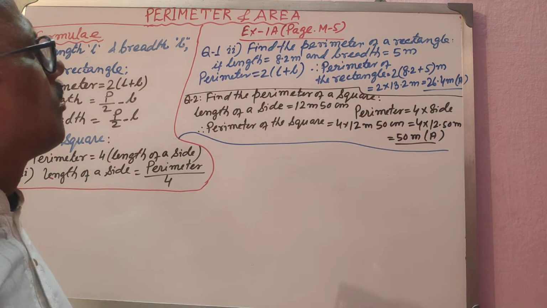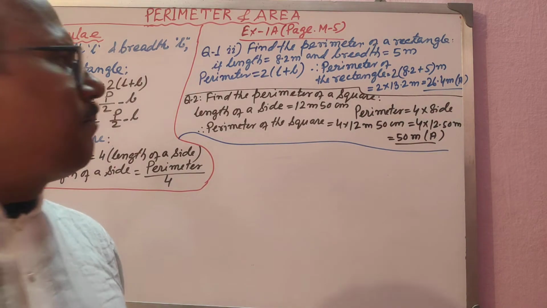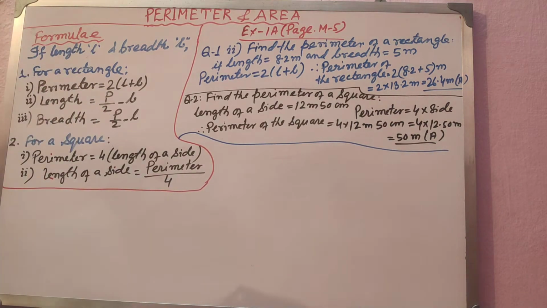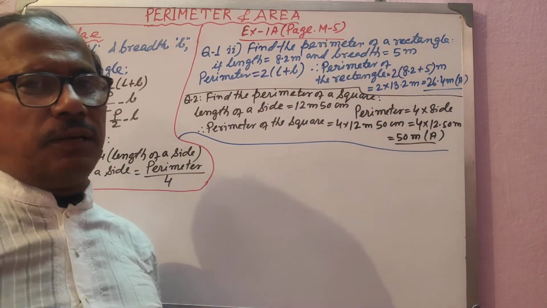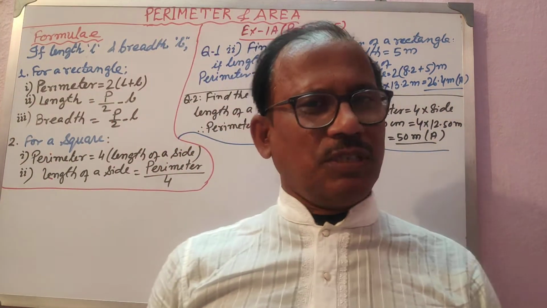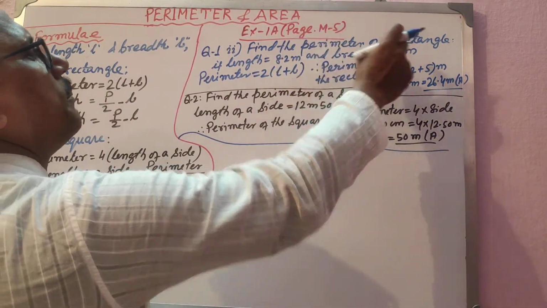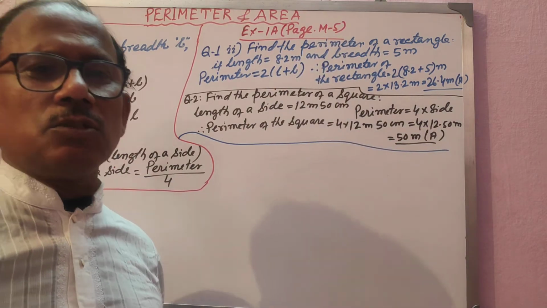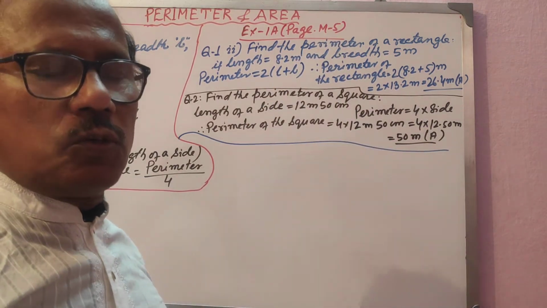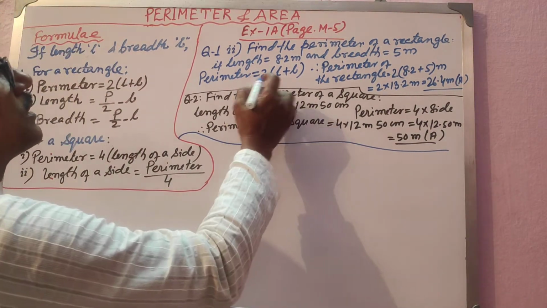I have taken question number 1 from your exercise 1A, page number M5, where you are asked to find the perimeter of a rectangle if the length is 8.2 meter and breadth is 5 meter. Children, the unit has to be the same, both meter or both centimeter. So both are meter. Perimeter of a rectangle is 2 into length plus breadth, the sum of length plus breadth multiplied by 2. That is the formula.